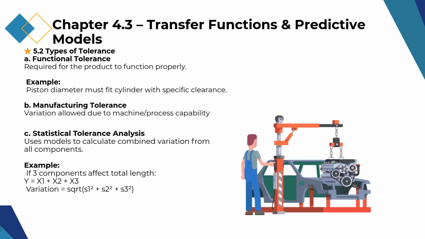This slide explains the types of tolerance used in predictive models. Functional tolerance ensures the product works as intended, like proper fit and clearance. Manufacturing tolerance reflects variation due to machine and process capability. Statistical tolerance analysis combines variations from multiple components using models. This approach helps predict overall variation and improve design reliability.